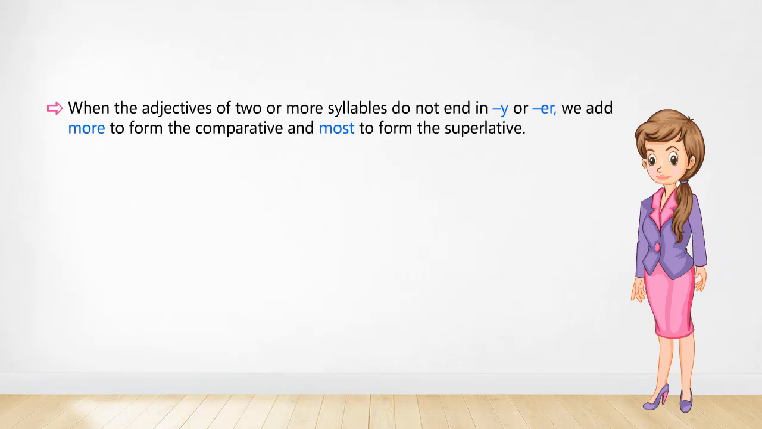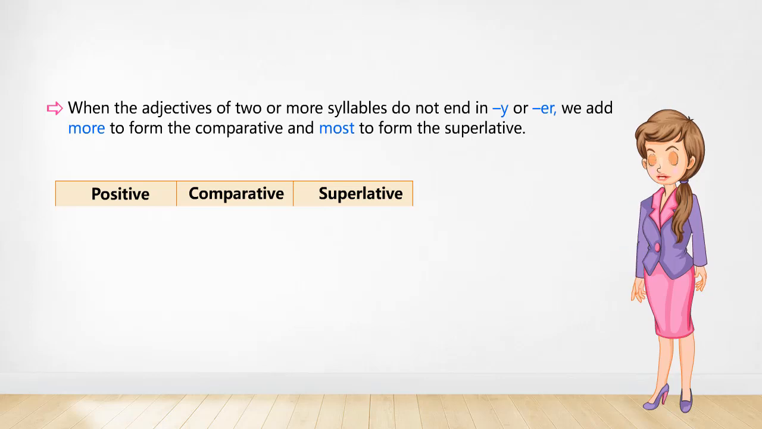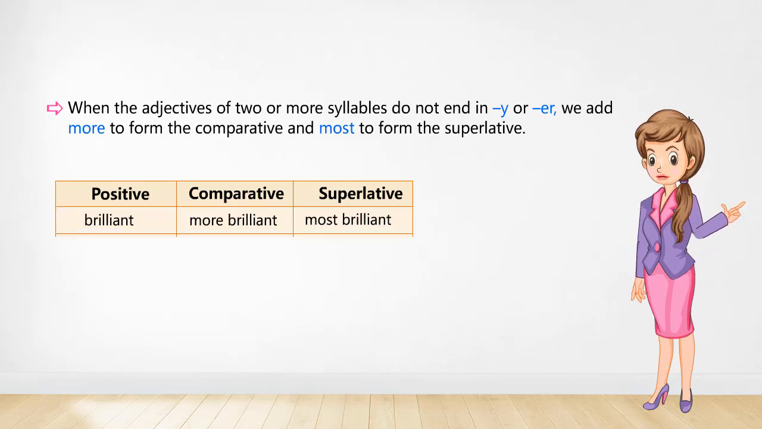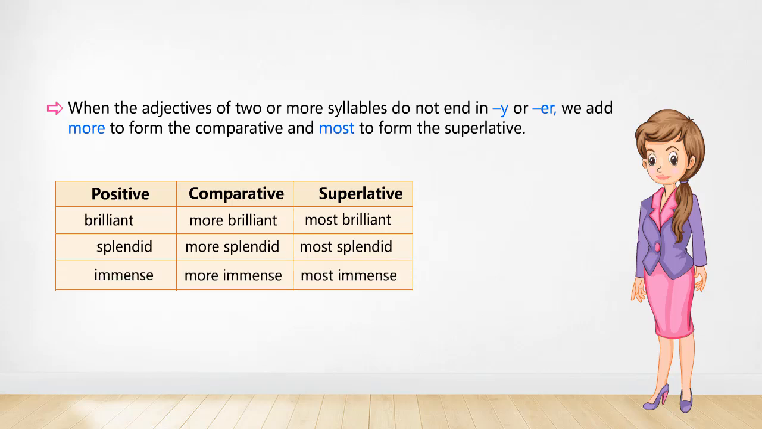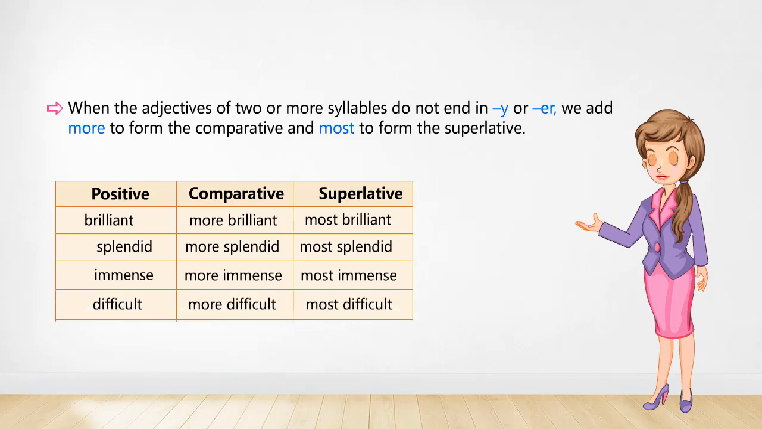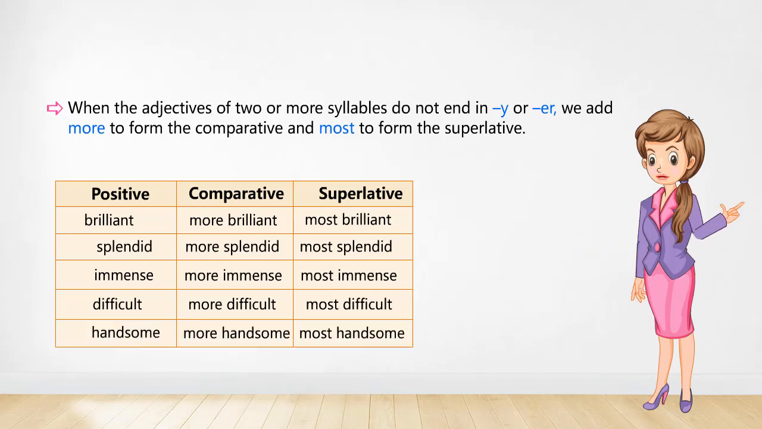When the adjectives of two or more syllables do not end in y or er, we add more to form the comparative and most to form the superlative. Positive, comparative, superlative. Brilliant, more brilliant, most brilliant. Splendid, more splendid, most splendid. Immense, more immense, most immense. Difficult, more difficult, most difficult. Handsome, more handsome, most handsome.